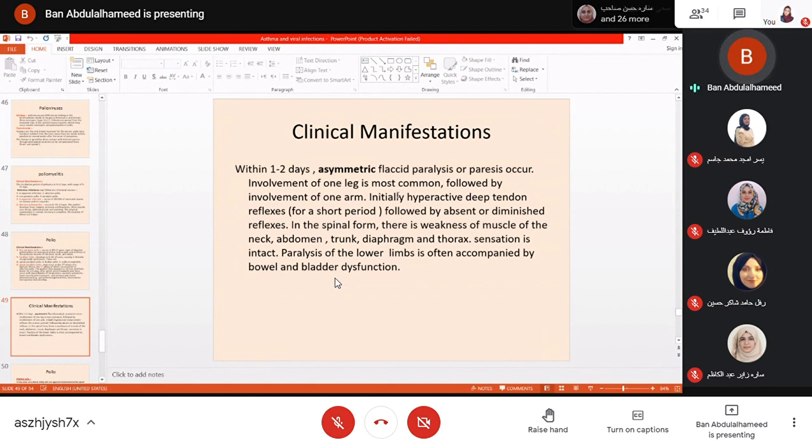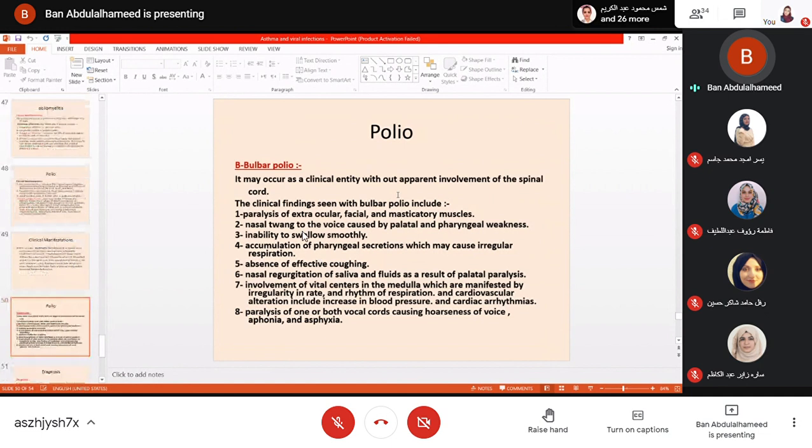All these are the clinical manifestations of spinal paralytic poliomyelitis. The second type of paralytic poliomyelitis is bulbar poliomyelitis. It may occur as a clinical entity without apparent involvement of the spinal cord. The clinical findings of bulbar poliomyelitis include: number 1, paralysis of extraocular muscles, facial muscles, and muscles of mastication.